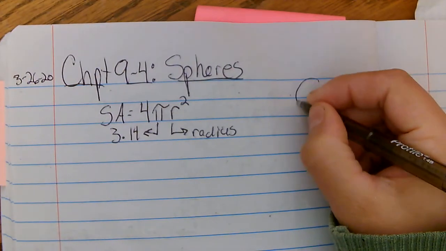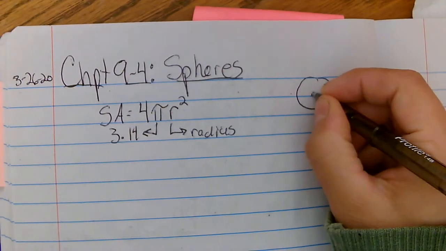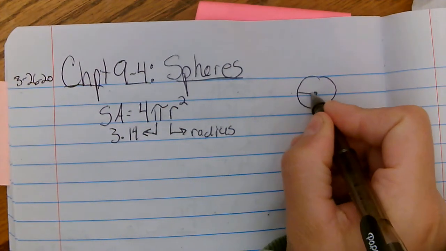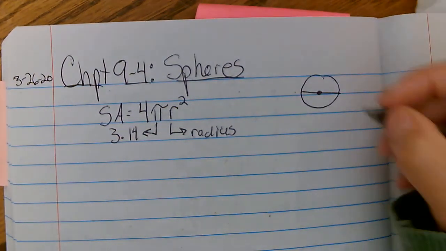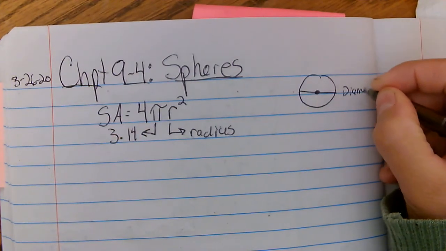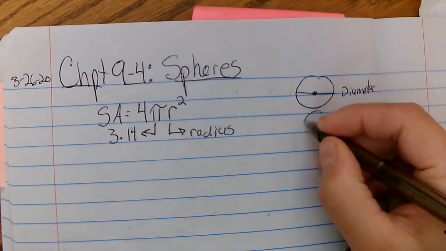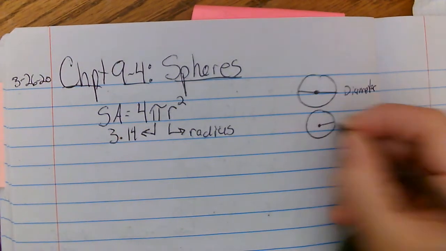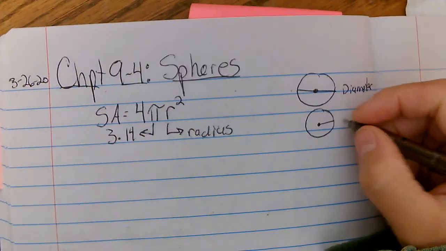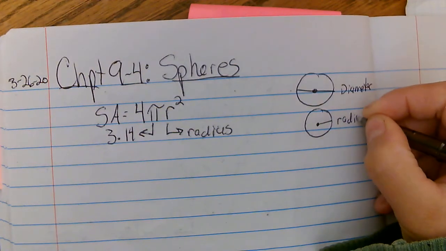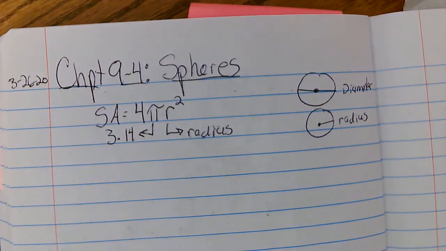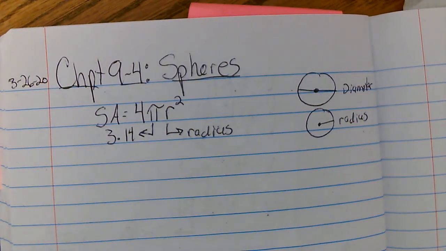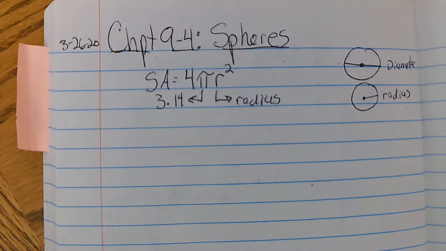If we have a circle, and this is the center point. If we have a measurement that goes from one side through the center and to the other, this is called a diameter. And if we have from the center going only to one side, this is the radius. Okay? Your diameter is always going to be double what your radius is. Just keep that in mind as we are working.